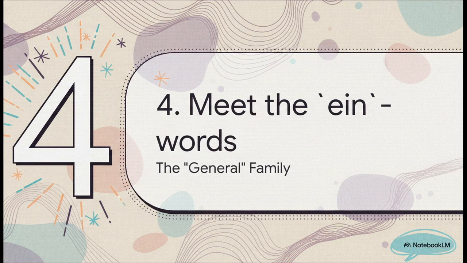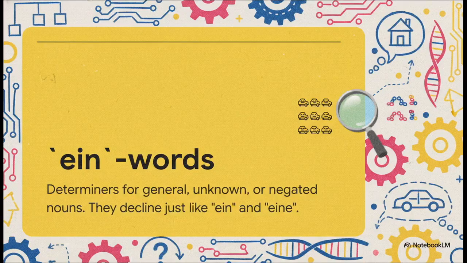Okay, on to family number 2, and this one is just as important. These are the words you use when you're being a little more general. So you'll want to think of these words whenever you're talking about a thing in general, or when you're claiming something is yours, like my thing, or even when you're negating something. They all share the same grammatical DNA, so to speak.